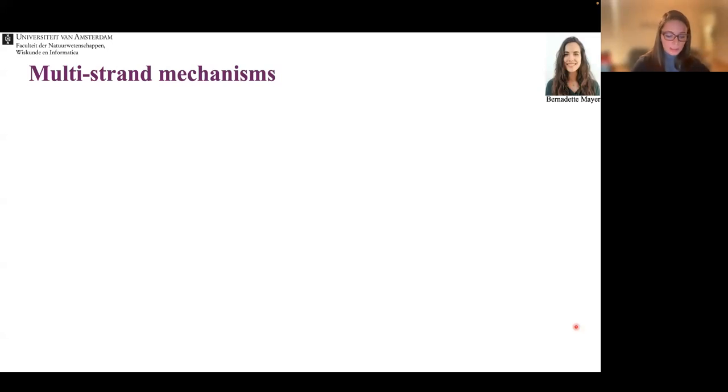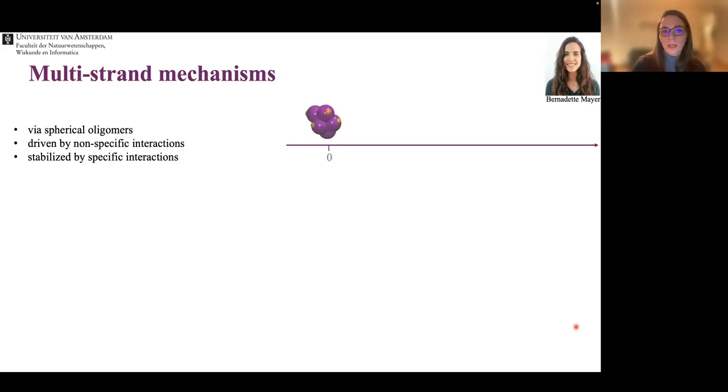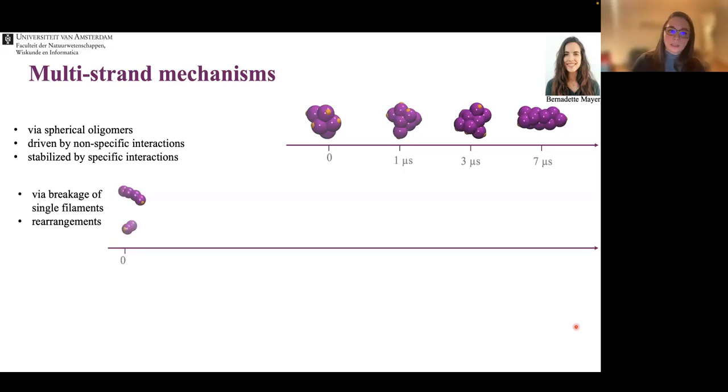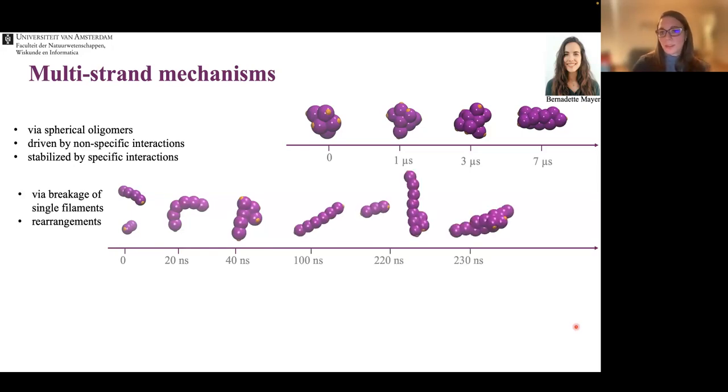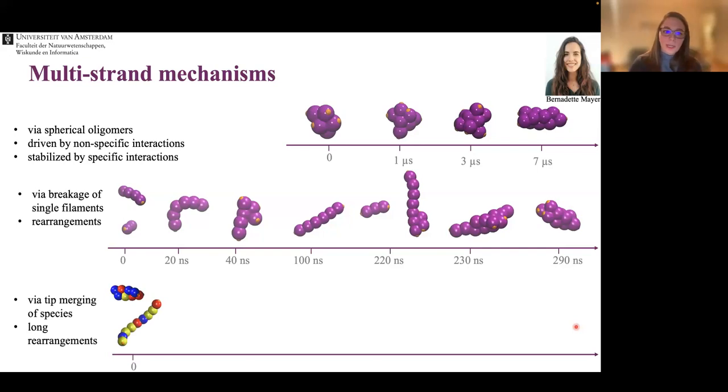When we looked at the mechanisms of formation of these multi-stranded protofilaments, we found that they can form either via spherical oligomers driven mainly by non-specific interactions, but yet stabilized by specific interactions, so between the patches, upon monomer addition. They can also form via breakage of single protofilaments that do not separate from each other, but rather continue the growth and form again a stable multi-stranded protofilament, or they can merge between species and then undergo several rearrangements.